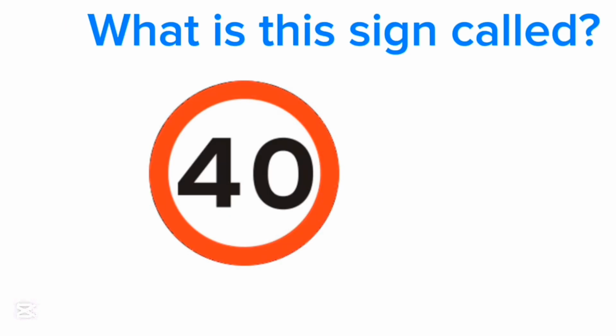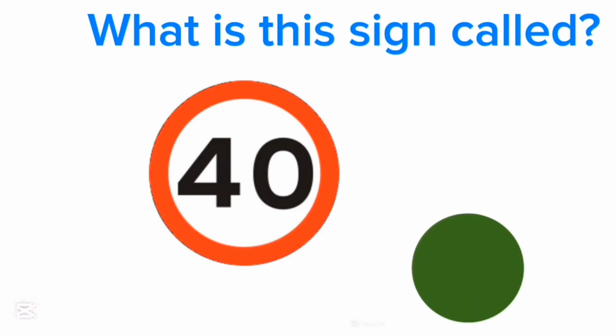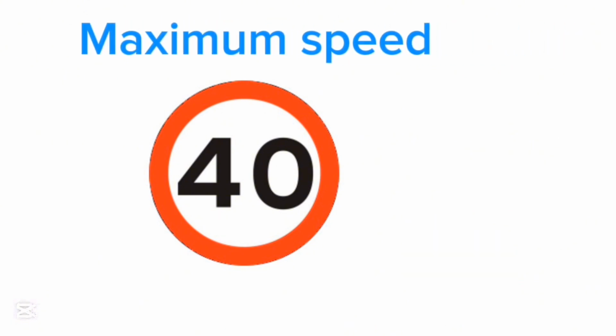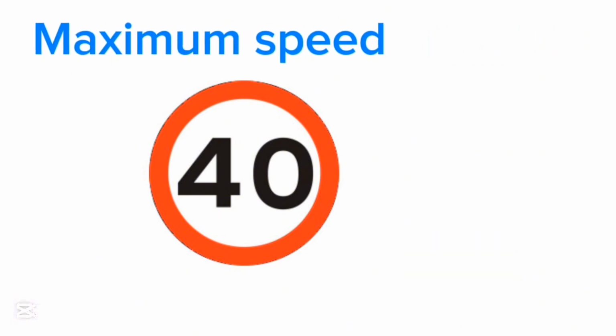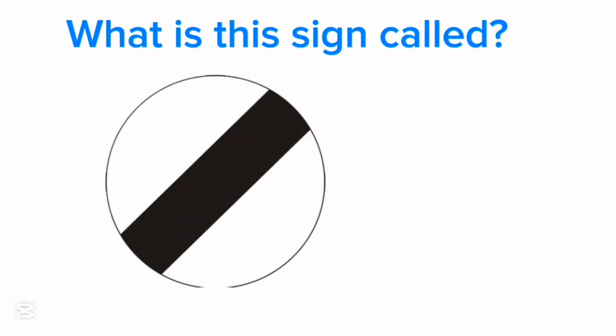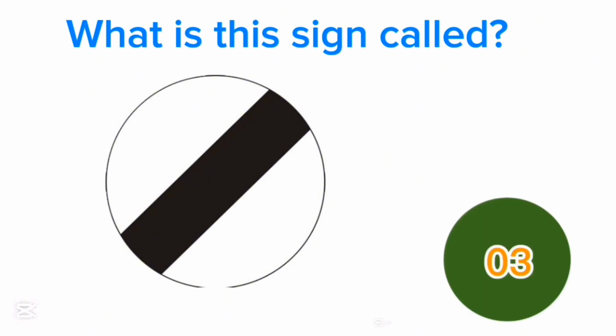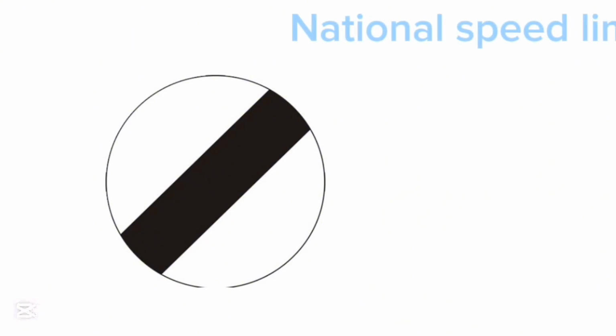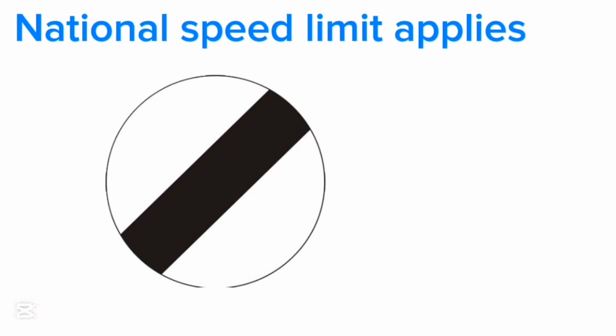What is this sign called? Maximum speed. The sign called maximum speed. Remember that these are signs giving orders. What is this sign called? National speed limit applies. The sign means national speed limit applies.